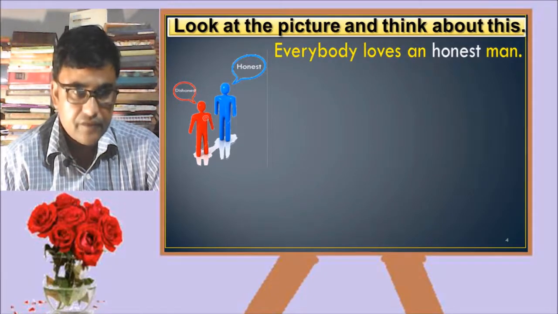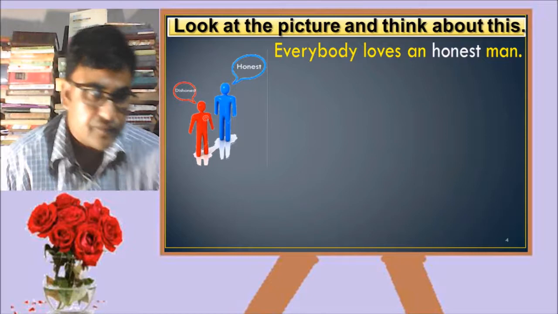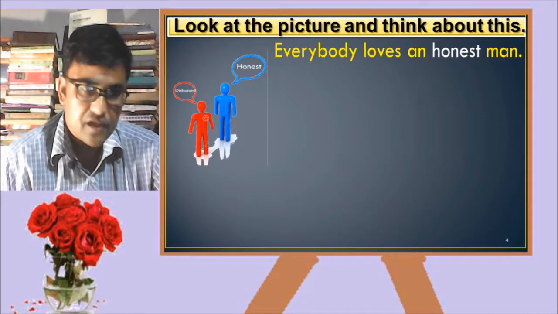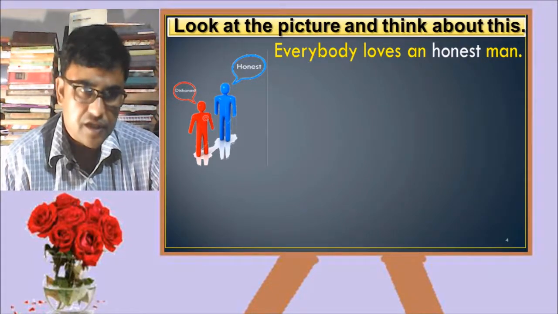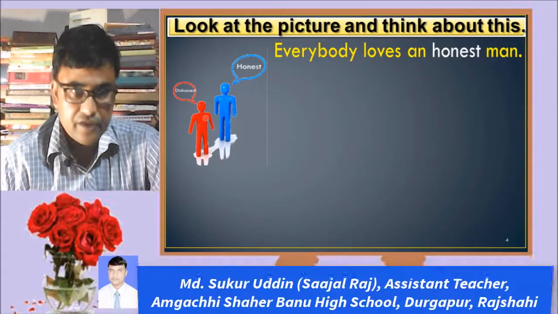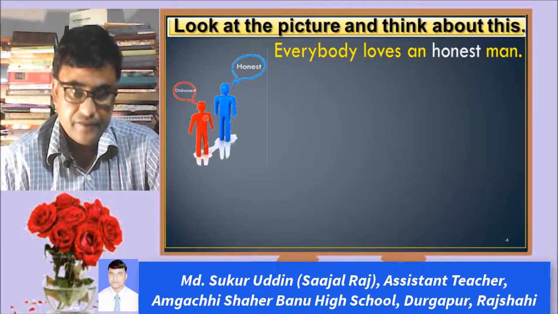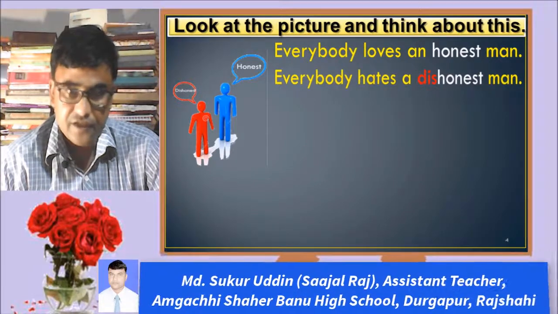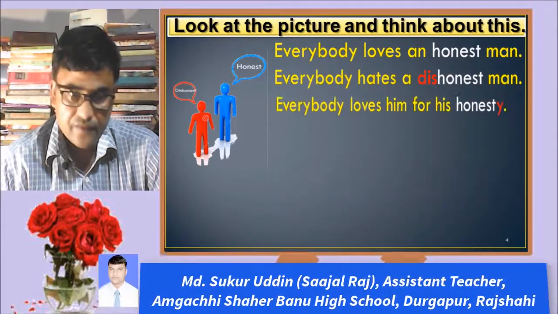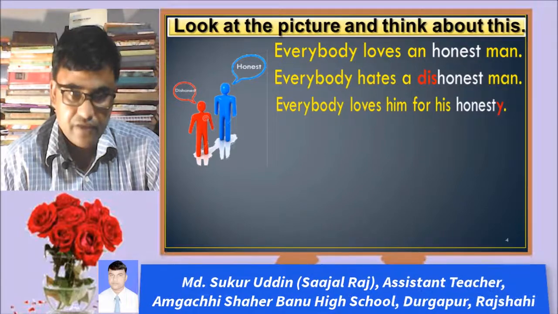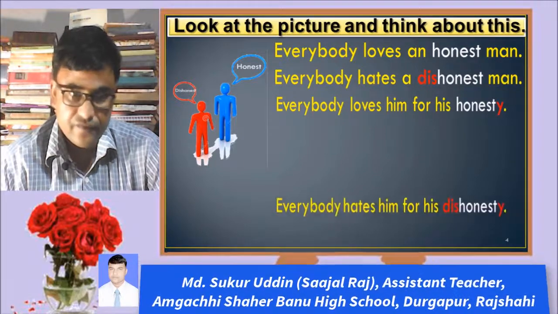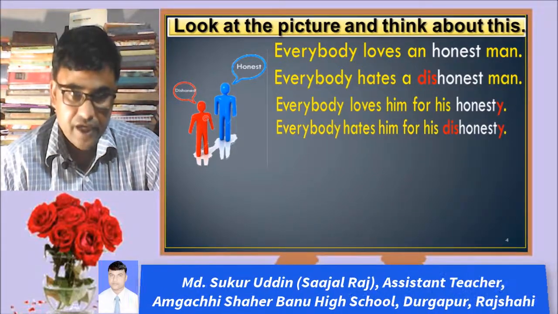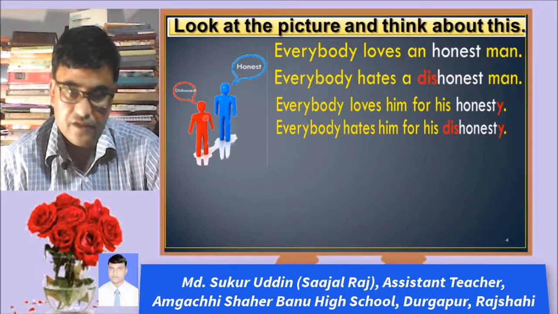This is a picture. Here, two men are in the picture. One is a dishonest man and one is an honest man. Everybody loves an honest man. Everybody hates a dishonest man. Everybody loves him for his honesty. Everybody hates him for his dishonesty.